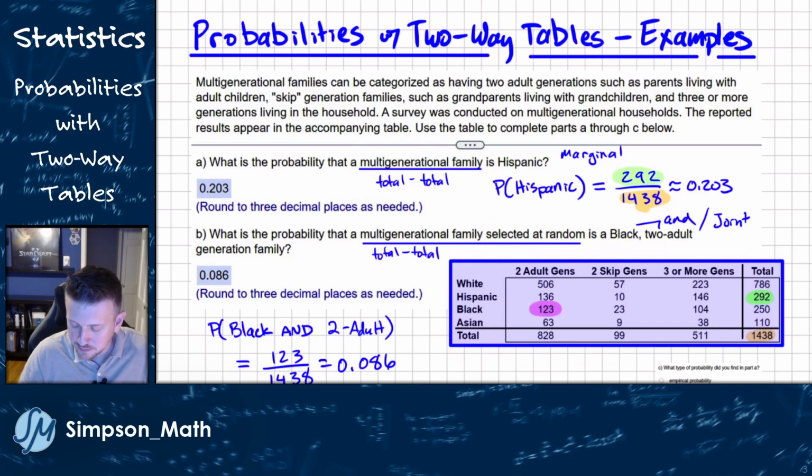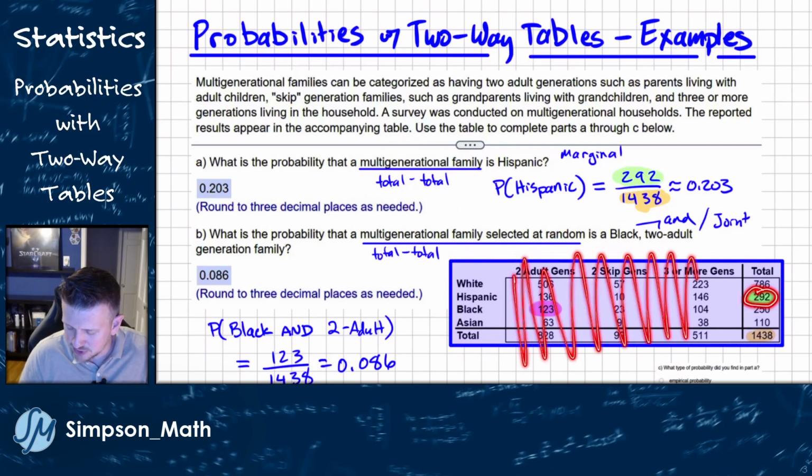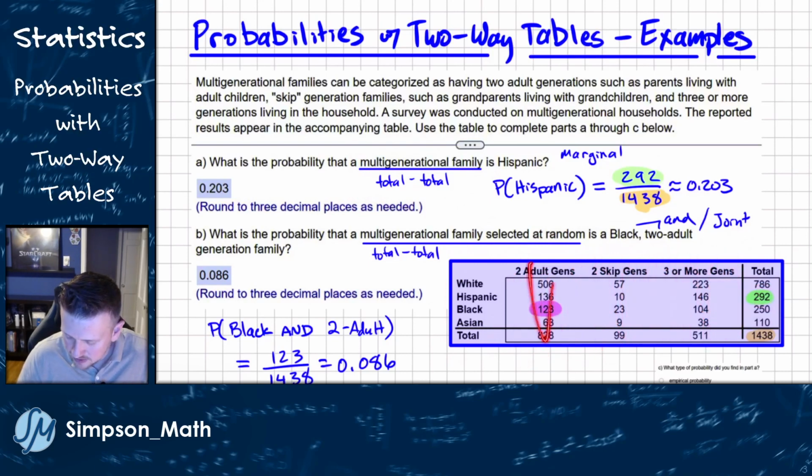Well, I see that there are 292 Hispanic families. Notice that this is a marginal distribution or probability. It's asking nothing about the type of family structure, just their heritage, lineage, or race. So we have just this 292 out of the total of 1438, and that is our probability. When I do that division to 3 decimal places, I get about 20%, 0.203.